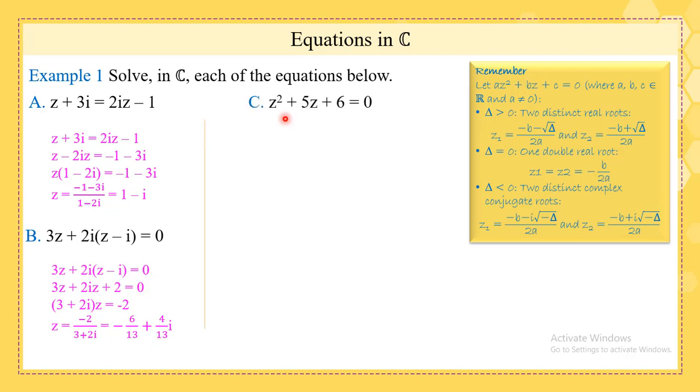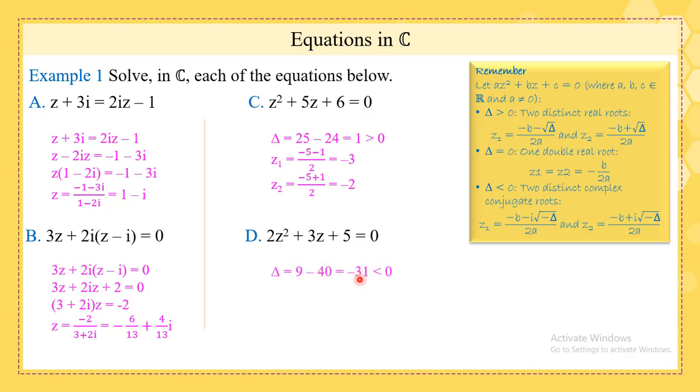Well, this is a second degree equation, so it will be solved using delta, or it could also be solved using the calculator. Delta in this case is 1. It's positive, so we get two real roots, which are negative 3 and negative 2. And in this case, this is also a second degree equation. So if we use delta, we get negative 31, which is negative. So the first root is minus b minus i the square root of minus delta over 2a, and minus b plus i the square root of minus delta over 2a, applying the last part of this procedure.